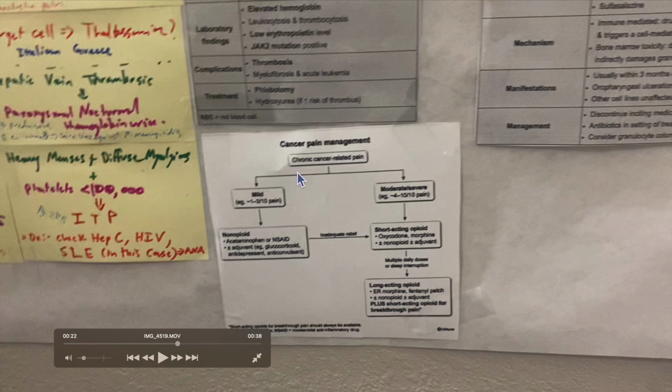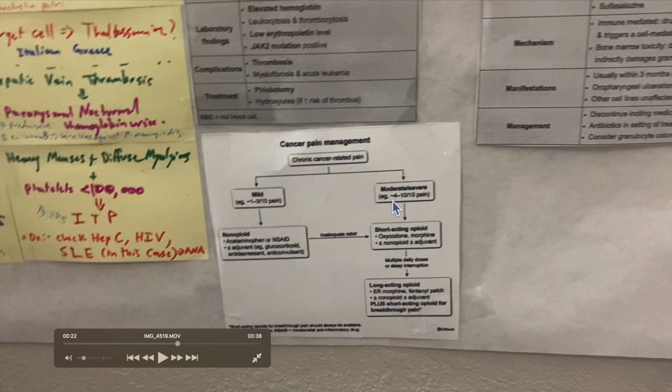Cancer pain management, chronic cancer-related pain. Okay, so how do you manage it? If it's mild, you give non-opioids, acetaminophen or NSAIDs, with or without adjuvants, that is glucocorticoids, antidepressants, or anticonvulsants. And if that is not adequate, then for inadequate relief you give short-acting opioid, oxycodone, morphine, with or without non-opioid, with or without adjuvants. Okay, but if it's moderate, you go straight to this path.